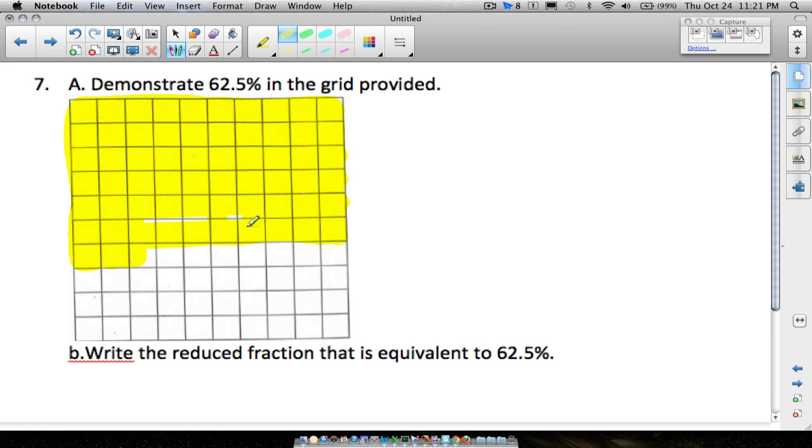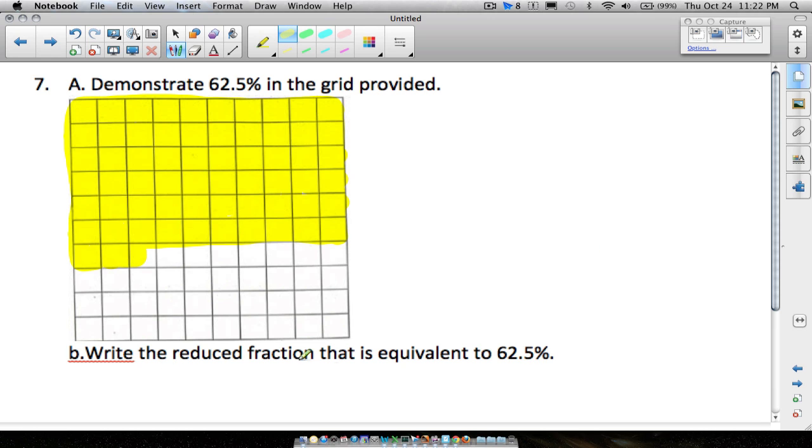Notice what I'm trying to do here quickly is shade 62.5 squares. That represents 62.5%, because anytime you talk about percent, you're talking about out of 100. There are 100 squares, so if we shade 62.5 squares, that's going to be 62.5%.